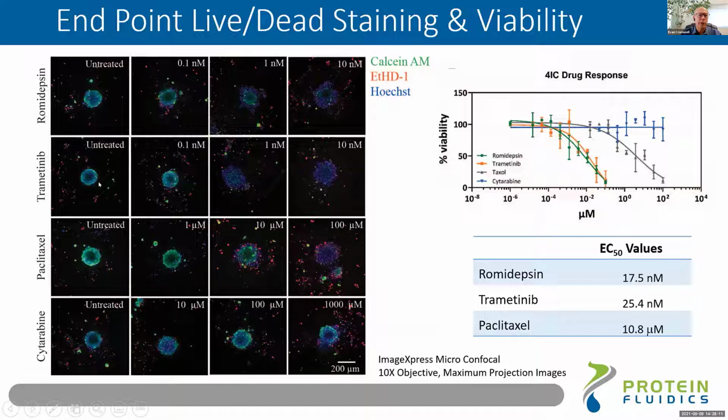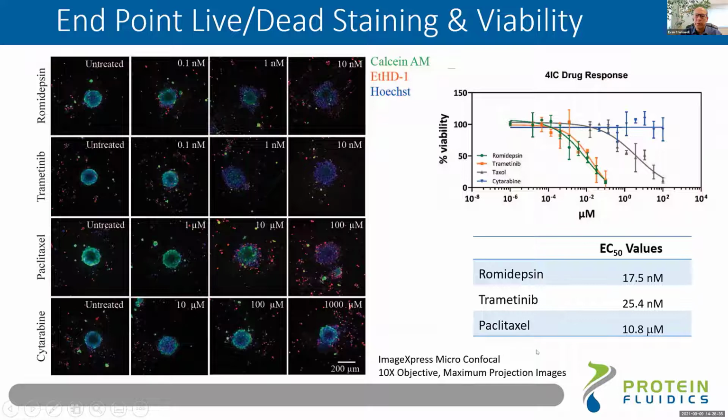From the phenotype, you can see that in the untreated, they remain fairly nice and compact. Then as you treat them, they start to disintegrate, and you see an increase in the number of dead cells, as indicated by the ethidium homodimer stain. By processing this and identifying dead cells, you can calculate percent viability, get nice drug response curves, and measure EC50 values.